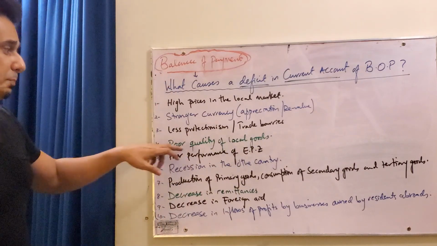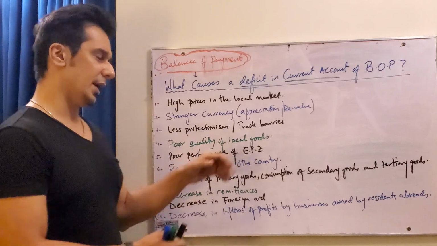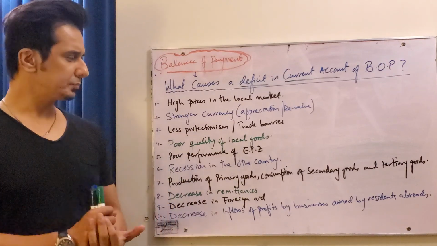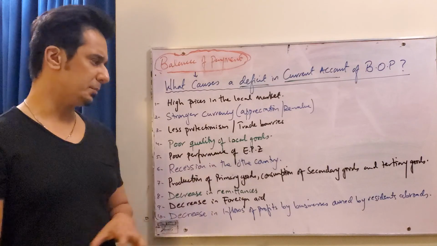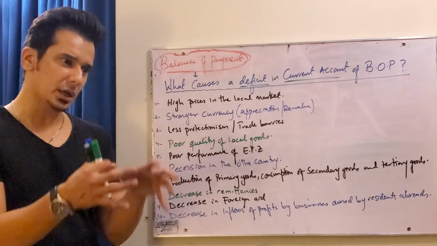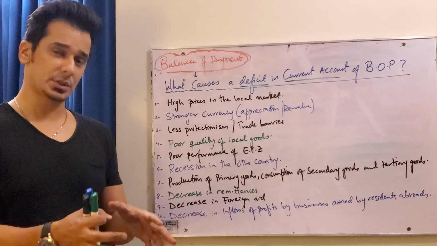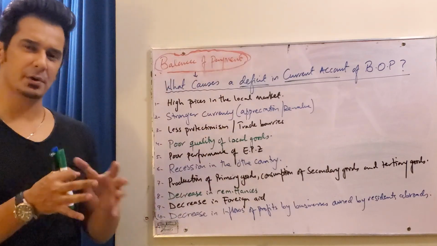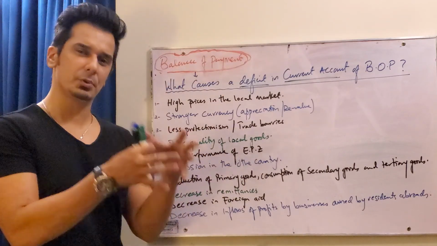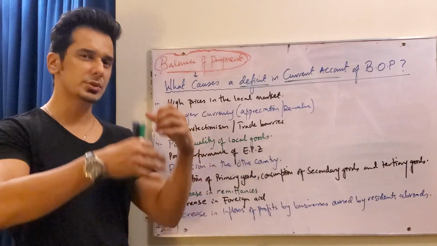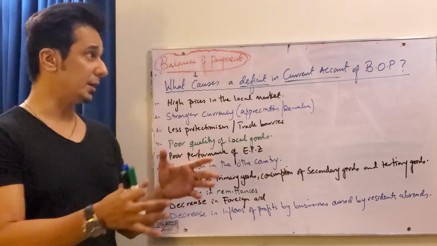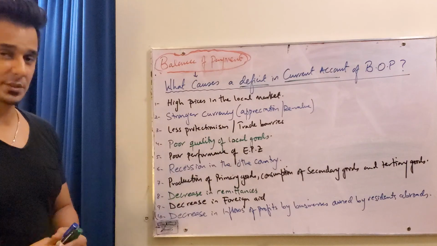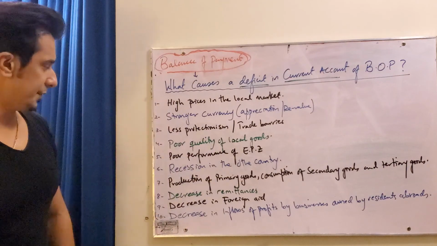Okay, poor performance of EPZ. EPZ stands for Export Processing Zone. Now, this is a department of the government that finds market for locally produced goods in the international market. Now let's suppose the EPZ is not performing well, so local producers will be producing that good, but they won't be able to sell it much in the international market. So that means this can also create a deficit in the current account of the balance of payment.